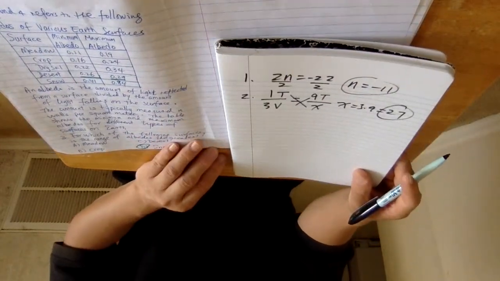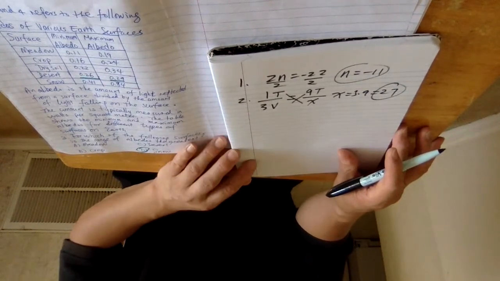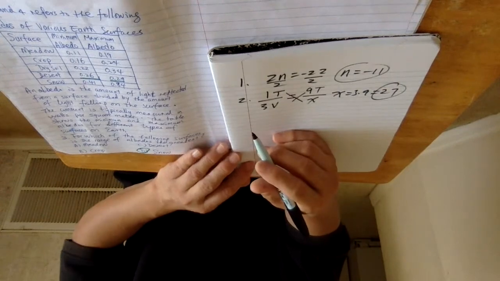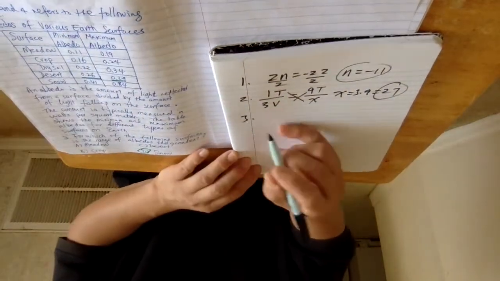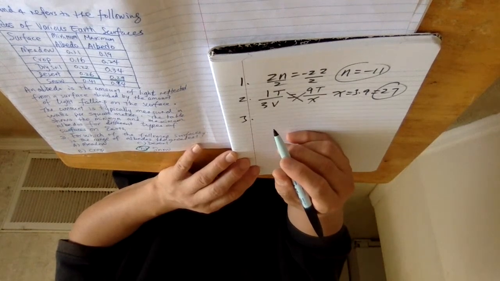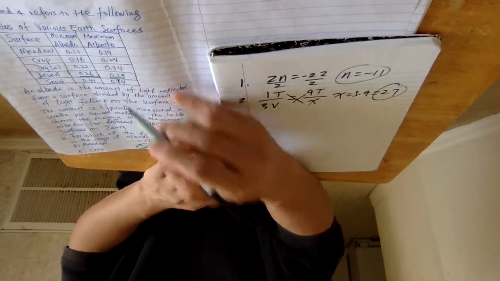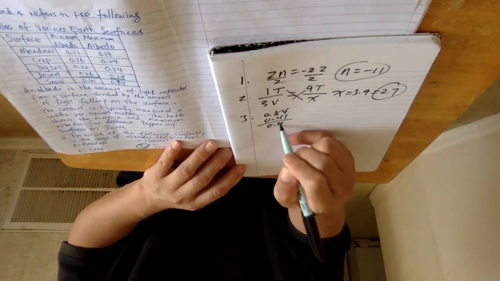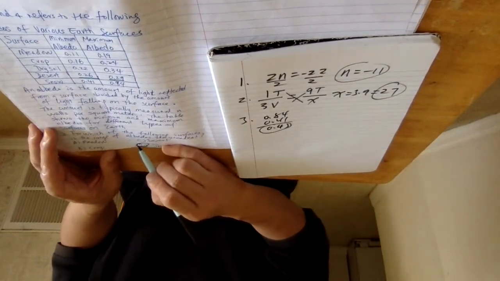Questions 3 and 4 refer to the following information. Albedo is the amount of light reflected from the surface divided by the amount of light falling on the surface. This shows the minimum and the maximum. For number 3, for which of the following surfaces is the range of albedo the greatest? Snow has 0.84 minus 0.41, which is 0.43. So this one has the biggest range, D.